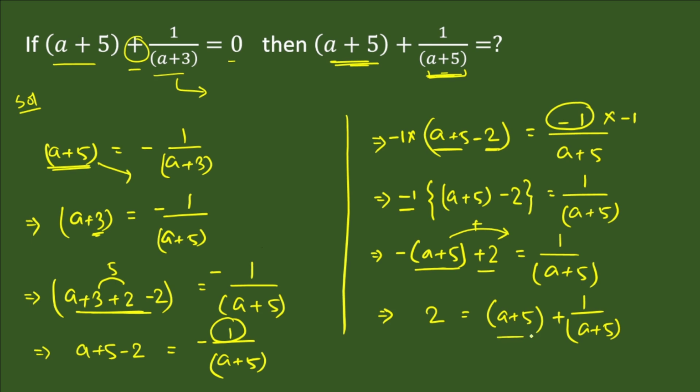And now we'll arrange these terms and we'll write the right hand terms first. So we can write it as a plus 5, right, plus 1 over a plus 5, right? And that's equal to 2. So the final answer of this problem is 2, and thus that is our answer to this problem.